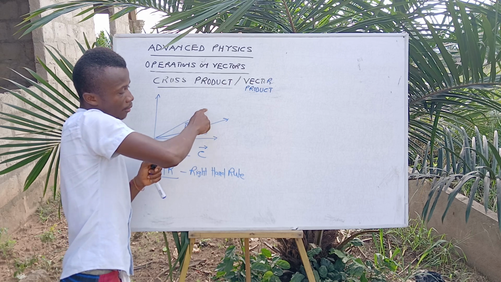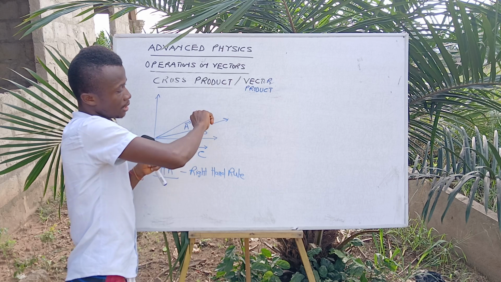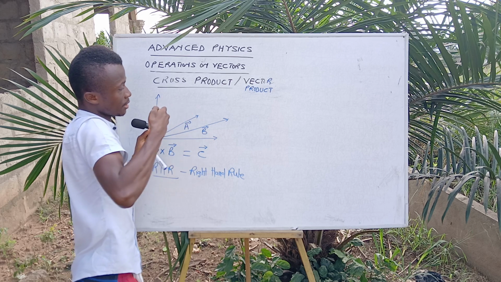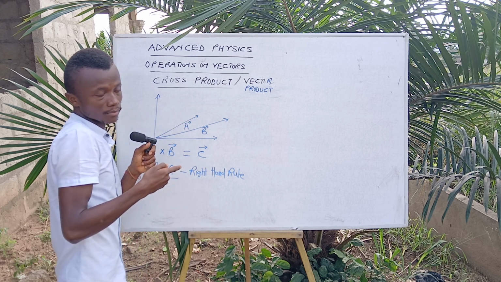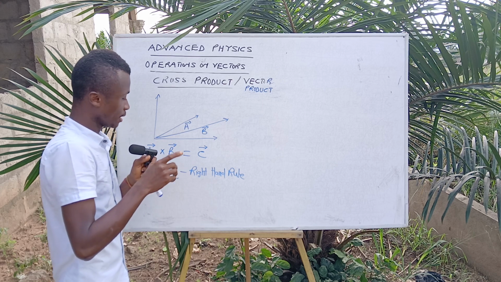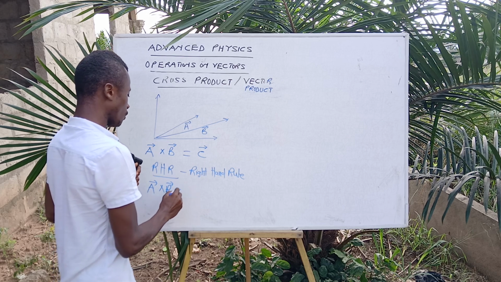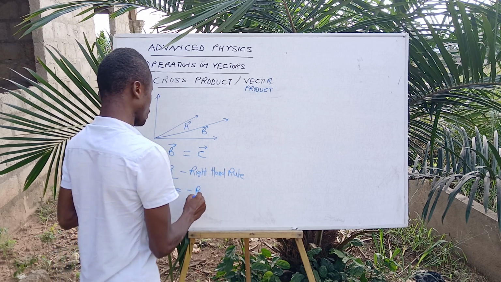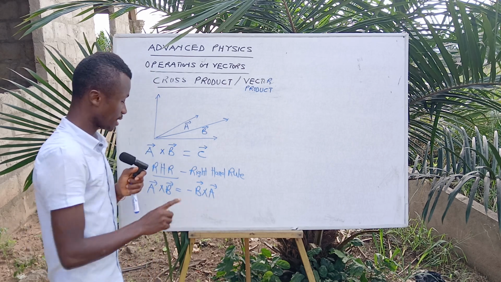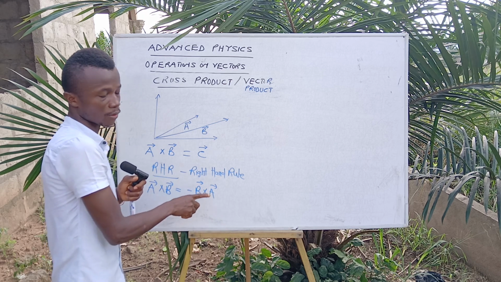If you are screwing in the clockwise direction, what happens to the screw? The screw goes into the blackboard. If you have a screwdriver and there's a screw, then you turn it clockwise, the screw goes into the board. That is a convention. So that means that A cross B will be equal to the negative B cross A. For dot product, A dot B is equal to B dot A. But for cross product, A cross B is equal to negative B cross A.